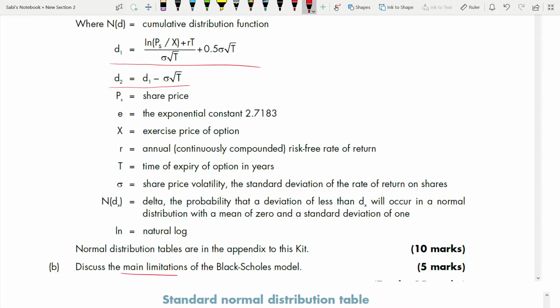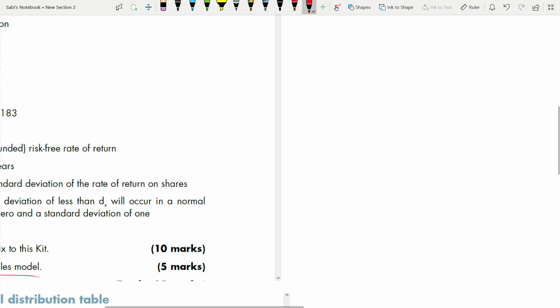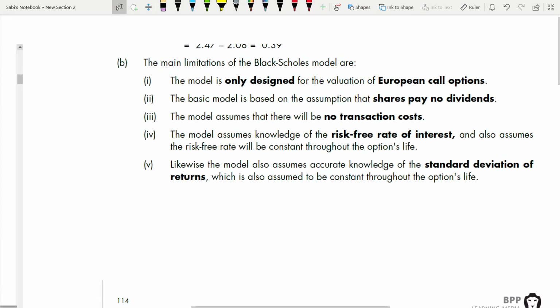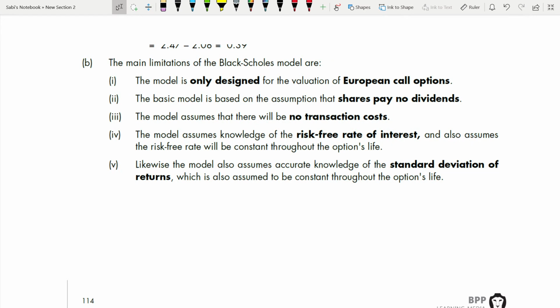Main limitations to the Black-Scholes model. Before I start with A, don't you think it is better that we finish with B? Because there are written points here. You can take these points for the exam when you have to learn the limitations of the Black-Scholes model. You can learn it from here. The 5 points are given to you.